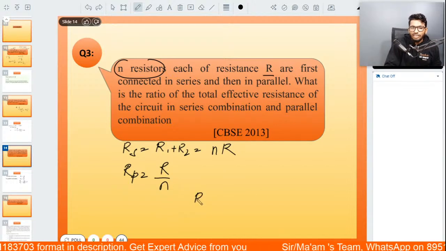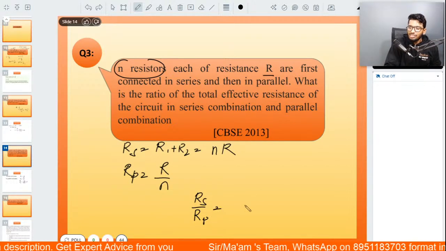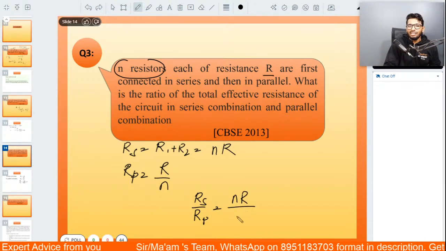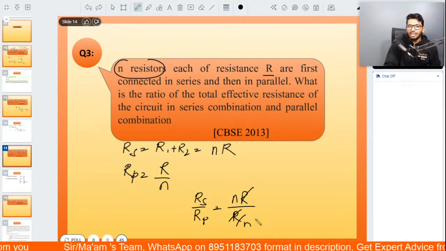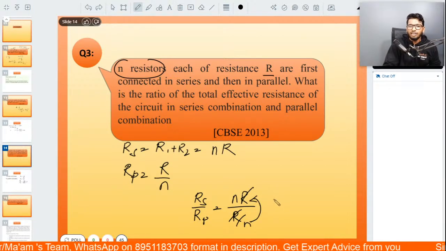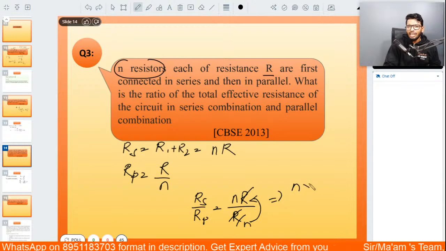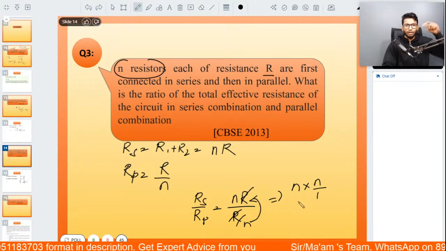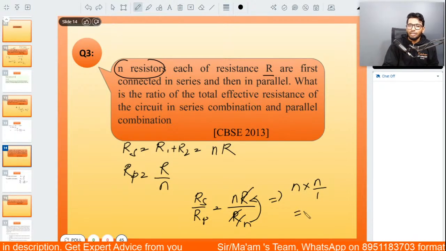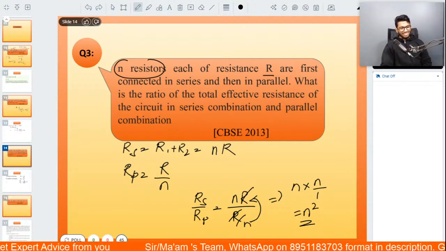Now you need to find out the ratio RS by RP. Again, substitute the values over here. NR divided by R by N. R gets cancelled. N goes to the numerator. You can also write this as N into N by 1. You're taking it to the numerator. So this is going to be N square. The answer is N square.